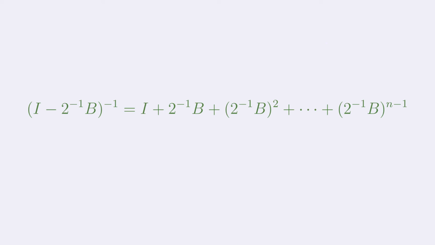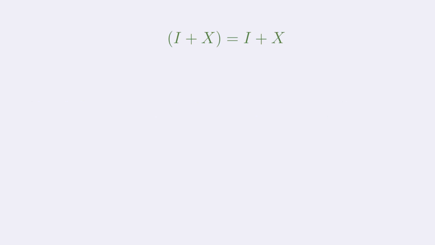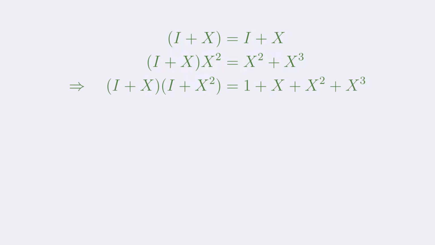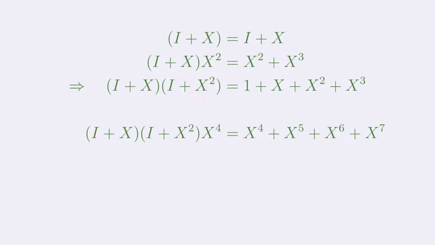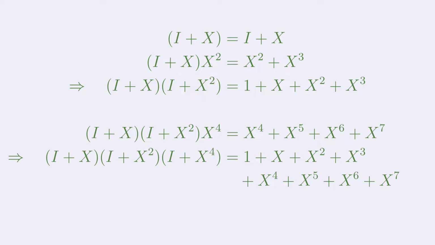The first thing I tried was to calculate the finite sum using fewer multiplications. What I noticed was that if we start off with the first two terms, I plus x, then the next two terms, x squared plus x cubed, are the first two terms multiplied by x squared. This means that the sum of the first four terms is equal to I plus x times I plus x squared. We can then multiply by x to the fourth to get the next four terms. So the sum of the first eight terms is equal to I plus x times I plus x squared times I plus x to the fourth.